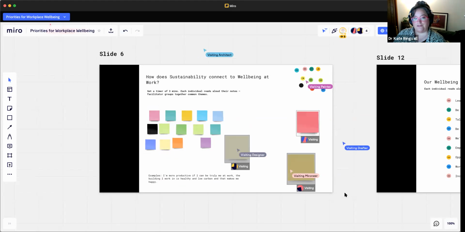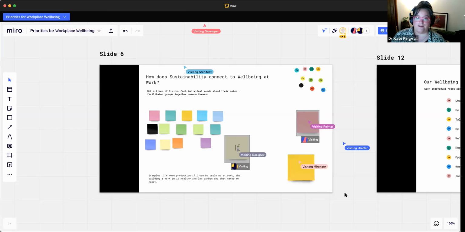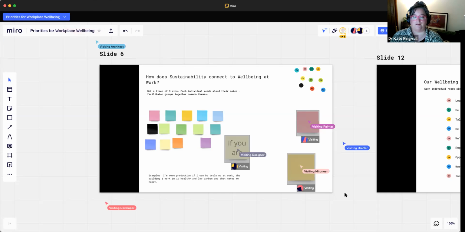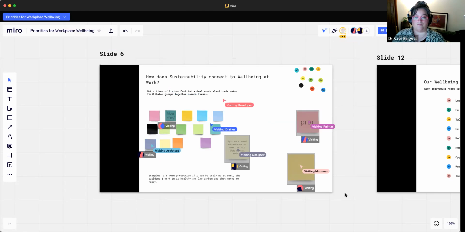So the question now is, how does sustainability connect to well-being at work? I'm really going to make a stab in the dark and say that I'm assuming that you all know what sustainability is. If not, do give me a shout out. Some examples could be: if I'm more productive, if I can be truly me at work, the building I work in is healthy and low carbon, then that makes me happy. But that is by no means the only example.